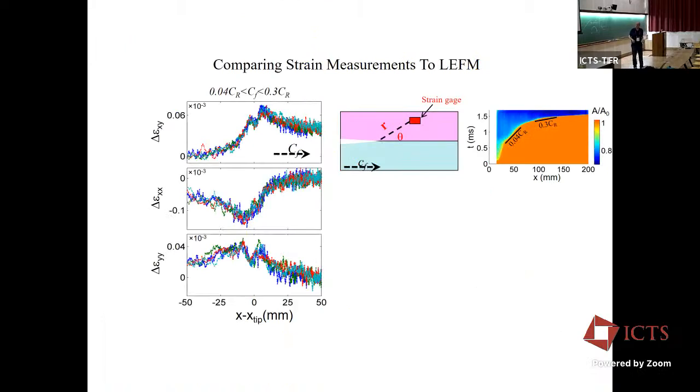So these are the three components of the strain measured a few millimeters away from the interface as a function of the distance from the crack tip.